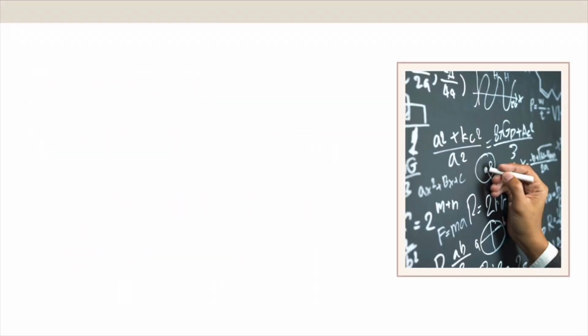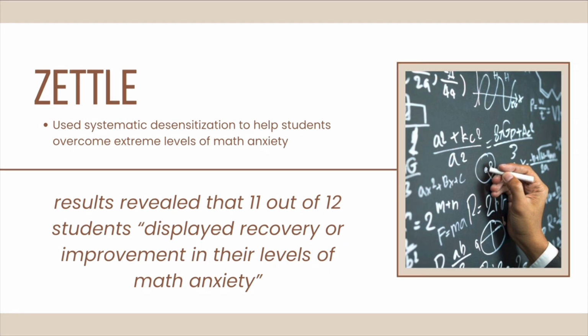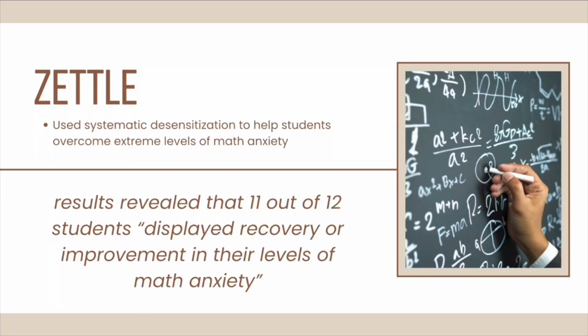Another article that was based on Wolpe's work was by Zettel, who used systematic desensitization to help students overcome extreme levels of math anxiety. They were then asked to develop an 11-item math fear hierarchy, such as being called by the math teacher to solve a problem at the blackboard, and the hierarchy was presented to each student. At the end of the study, results revealed that 11 out of 12 students displayed recovery or improvement in their levels of math anxiety, and it was maintained during the 2 months of follow-up.